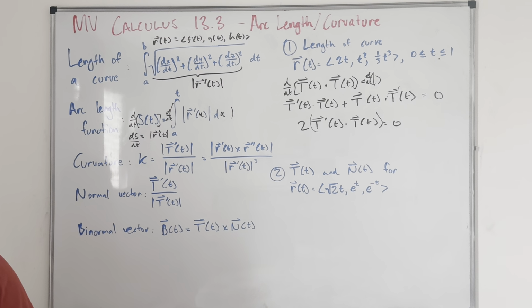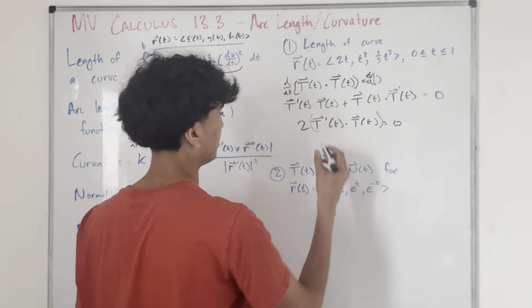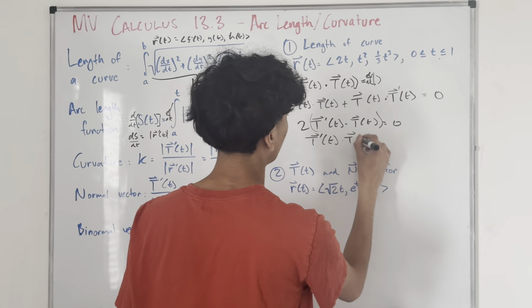But this property just kind of makes intuitive sense, which is good, right? We don't want to memorize, we'd rather want to understand. Let me look at the dot product properties. Oh, where are they? Look, you're supposed to give me them. Yeah, that's a valid property. Okay, divide both sides by 2. I get T prime of t dot T of t equals 0.